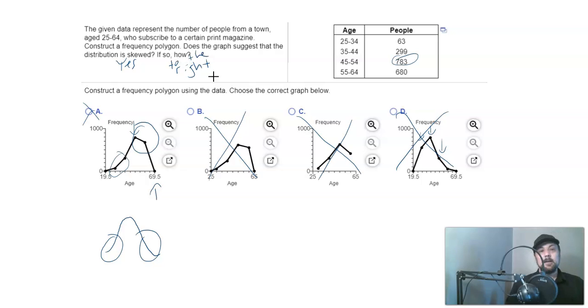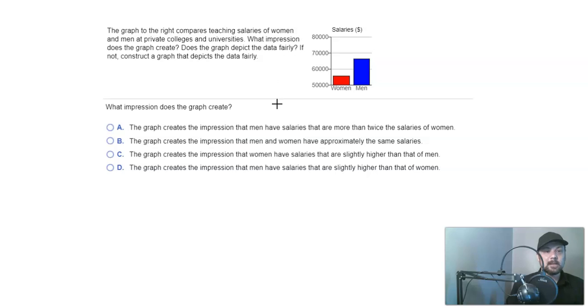All right, let's see. Hopefully one more example. Okay, this is the last one. The graph to the right compares teaching salaries of women and men at private colleges and universities. What impression does the graph create? Well, on first glance, it looks like men make a whole lot more money than women do by looking at the graph. And so that's what I would say initially. So let's see which option seems to cover that one.